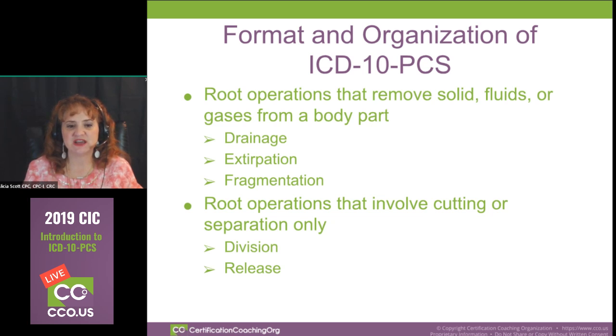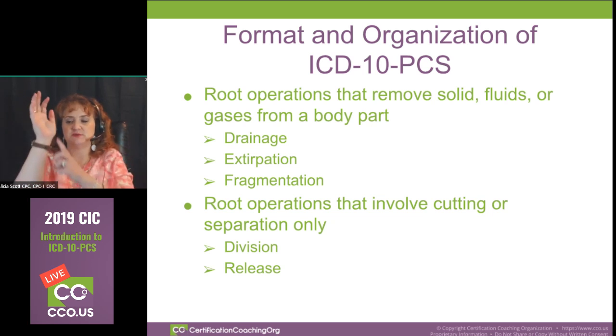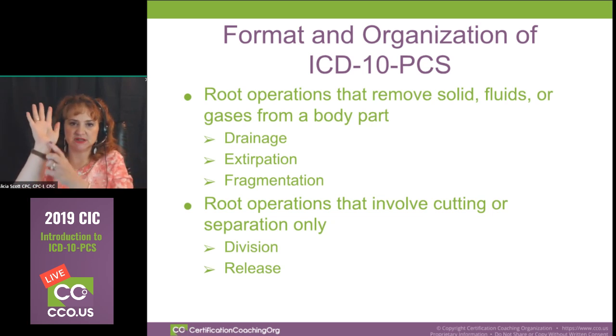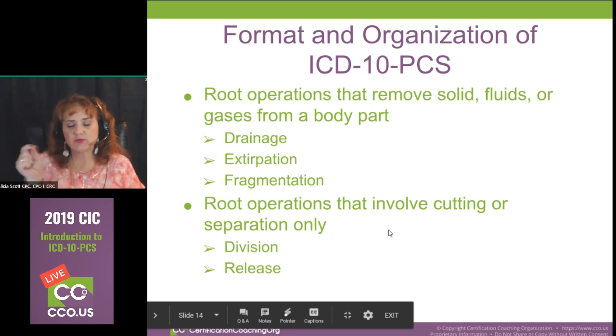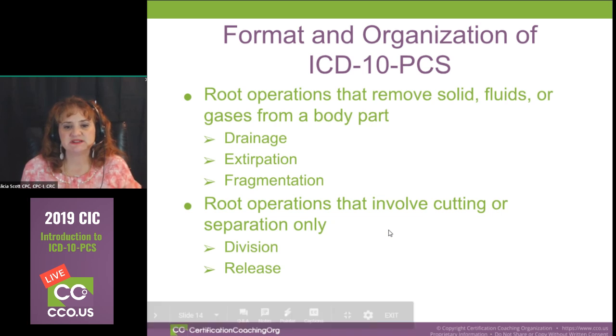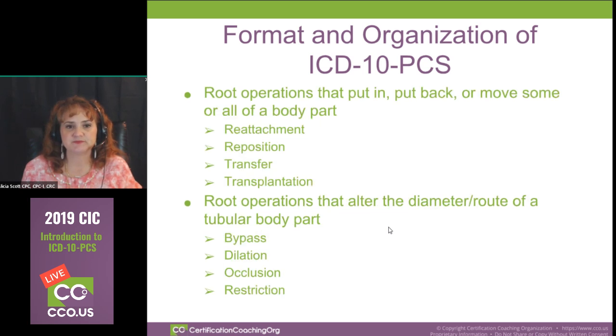Root operations that involve cutting or separation are division or release. So if a person has carpal tunnel syndrome and they do a procedure to release that tendon, it's a release. They cut it and release it. What are they doing? They're cutting it or separating it. So that's a division or a release. You're probably writing like mad to get all of this, but this information is in your manual. You just need to make sure you note it. You can write it for study purposes, but it's there.